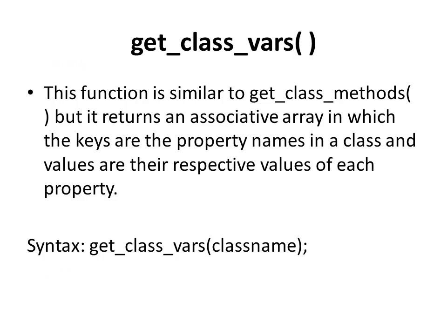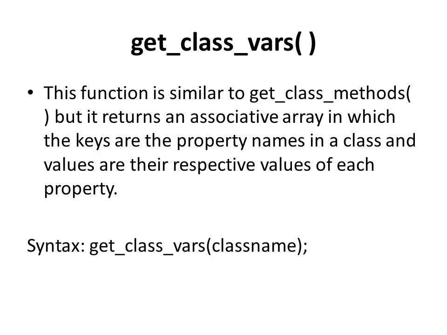Now like methods, we can get the list of variables or attributes or properties of the class also. Again it is the same, only there is a difference that it will return an associative array. Associative array means your keys are nothing but your names and the values are the original values of those particular attributes.